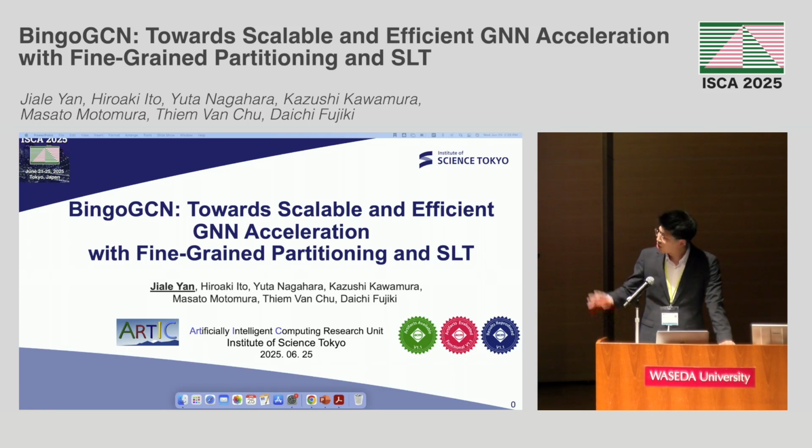I'm excited to share our work on BingoGCN. It's about accelerating large-scale GNNs efficiently using partition and a strong lottery ticket.